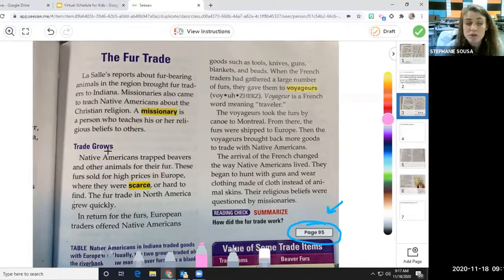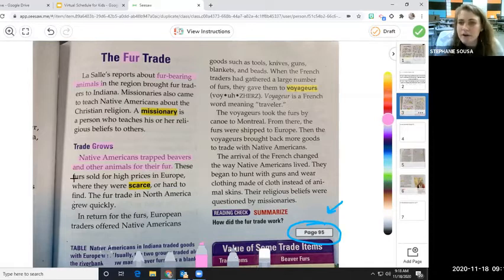Trade grows. So now I'm thinking it's going to be getting bigger. Even more people are going to come. That's my prediction for this word grows. Native Americans trapped beavers and other animals for their fur. Wow, I'm hearing a lot about the word fur. Look, the word fur is right here in the title. It says right here that there are fur-bearing animals in the region. And down here again, I'm seeing about how Native Americans trapped beavers and other animals for their fur. So I'm thinking fur is probably going to be in my main idea.